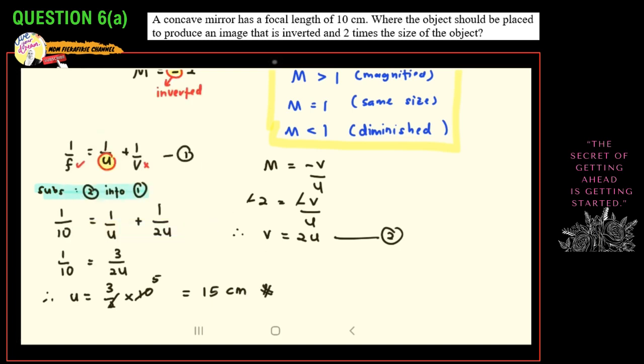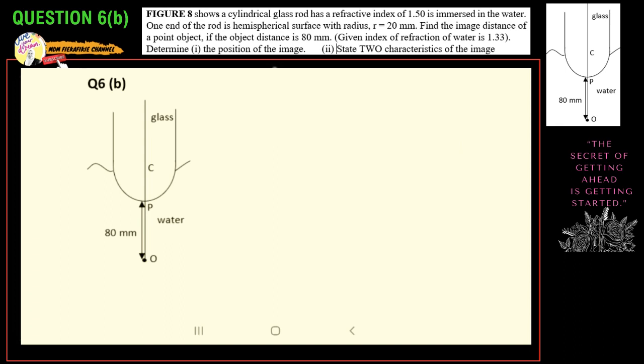Okay, so the object is placed 15 centimeter in front of the concave mirror. Okay, so for 6b, all right, let's proceed. So here I have a diagram for question 6b. Okay, let's read the question first.